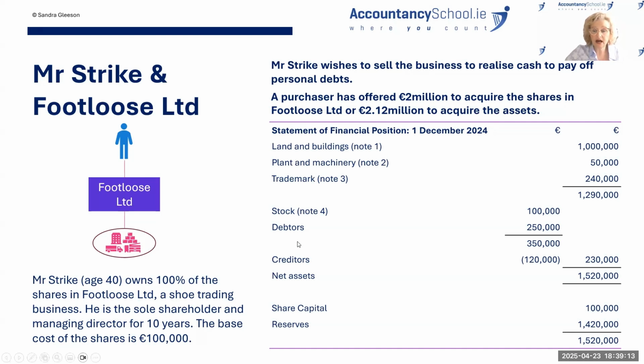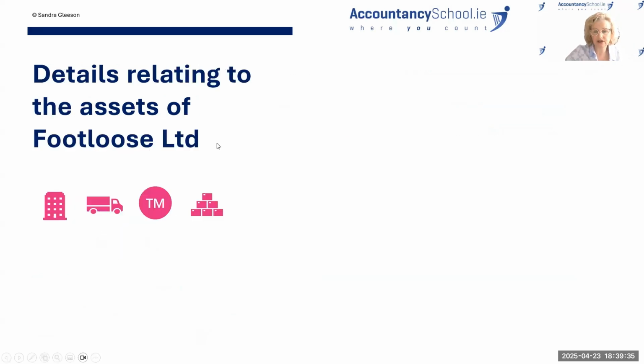We've also got some stock, debtors and creditors, and then we've got our share capital at 100,000. You can see that matches the base cost of his shares. So that's our statement of financial position. We're going to take the information then from the statement of financial position in determining the gains and losses, if any, and calculating the tax implications.